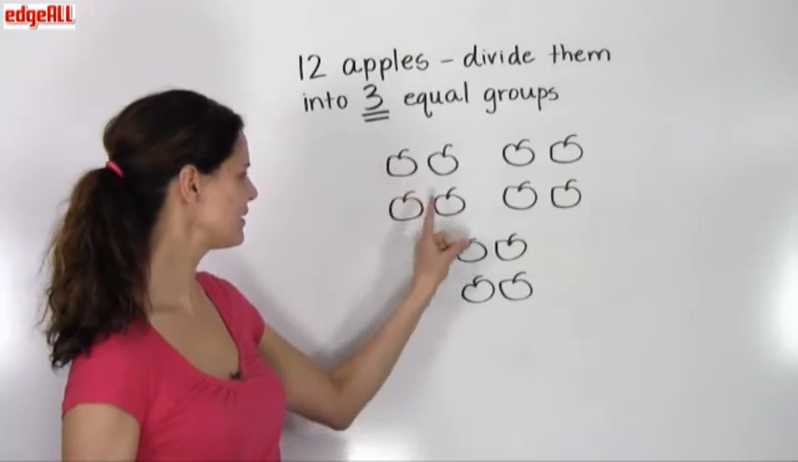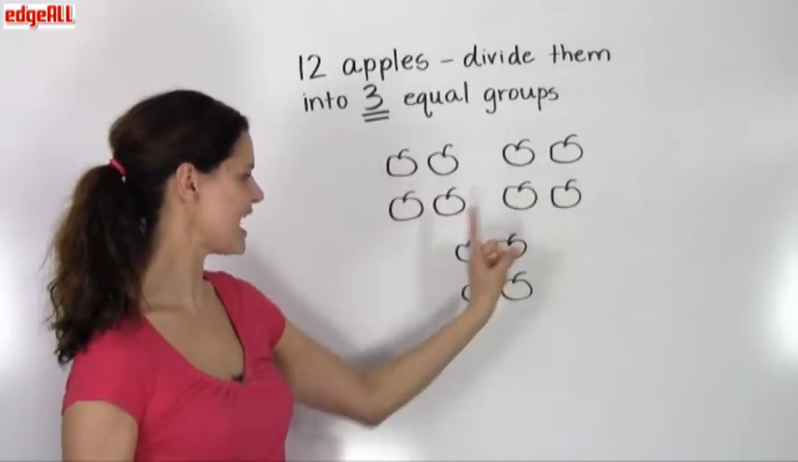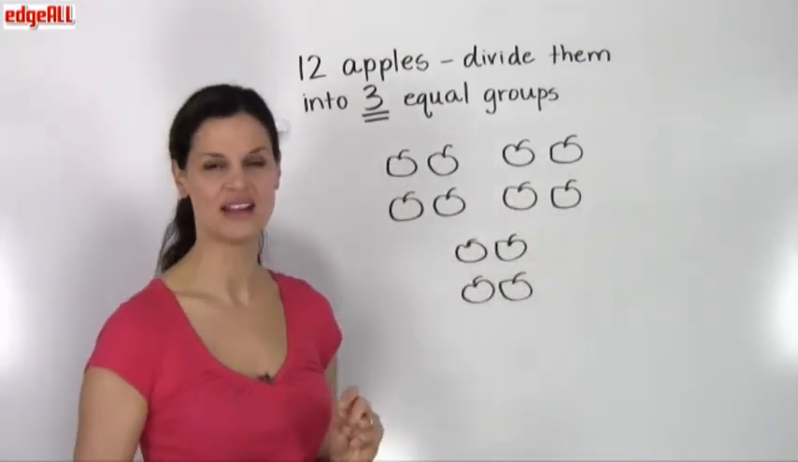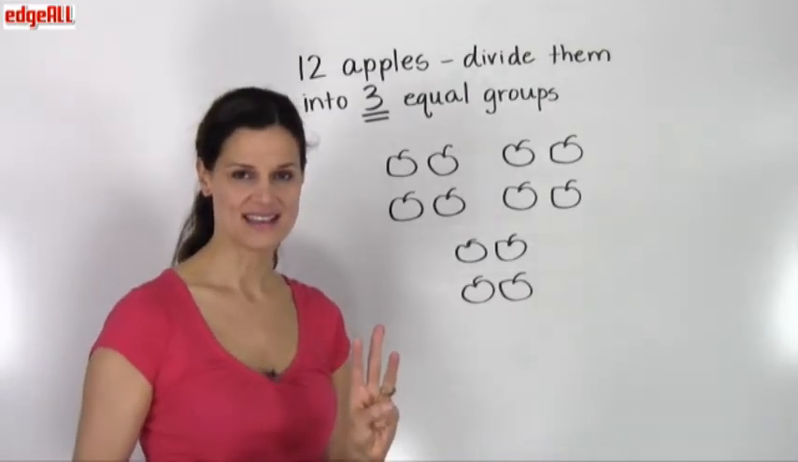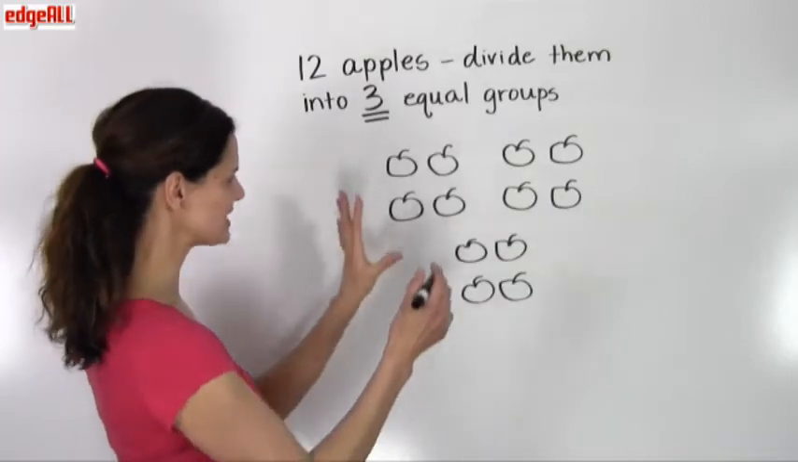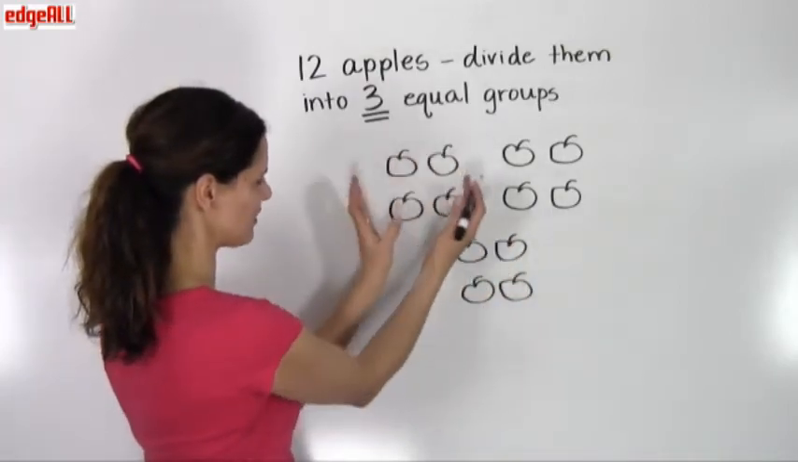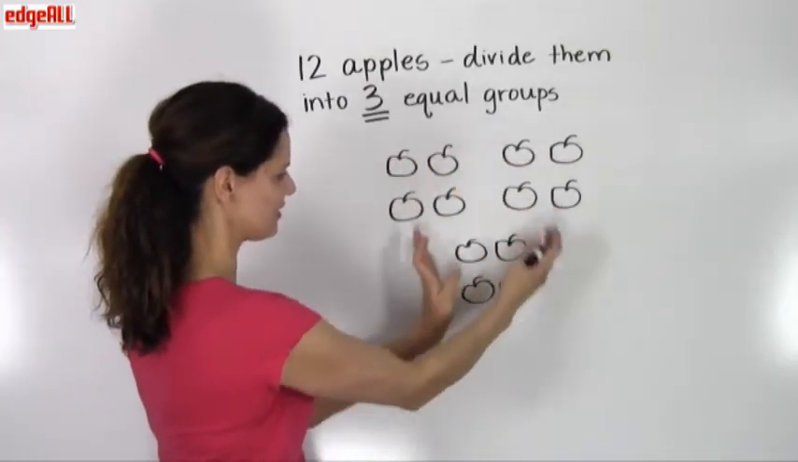1, 2, 3, 4, 5, 6, 7, 8, 9, 10, 11, 12. And this time I want 3 groups. So I'm going to take my 12 apples and I'm looking at them, seeing a group of them here, a group here, and a group here.